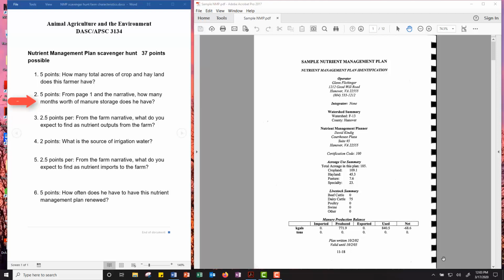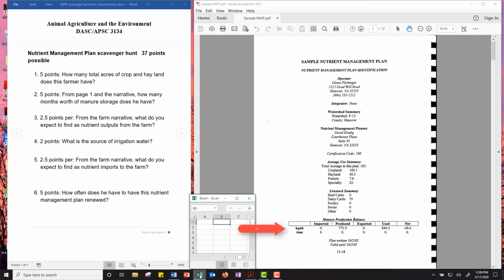This metric, months of manure storage, is really important on livestock farms, and it is simply a comparison between the amount of manure his animals are producing and the size of his manure storage. And so we'll do a little bit of math. Right here on page 1, down at the bottom, it says that his cows are producing 771.9 kilogallons per year. So that is 771,900 gallons per year. You just got to always make sure that your units are the same. And I'm putting this into gallons because that's how he's measuring his manure storage.